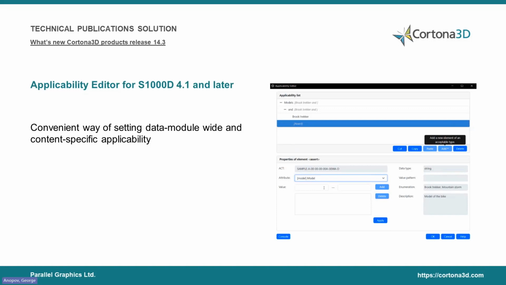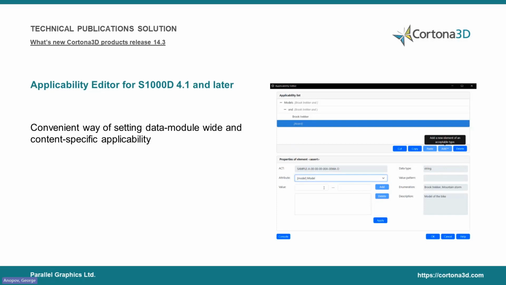RapidAuthor already supports data module-wide and content-specific applicability. In HTML publications, you can already exclude or include substructures based on applicability. Previously, applicability could only be set in a raw format inside Document Editor of Rapid Manual or Rapid Text. In this release, we developed a new Applicability Editor for S1000D issue 4.1 and later that allows defining data module and content-specific applicability in a more convenient way.